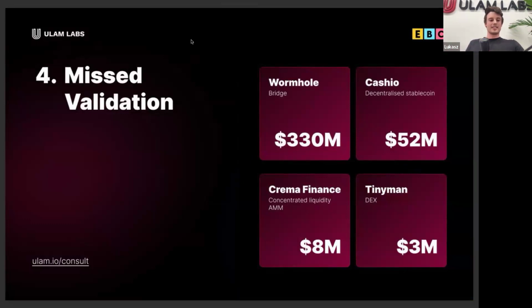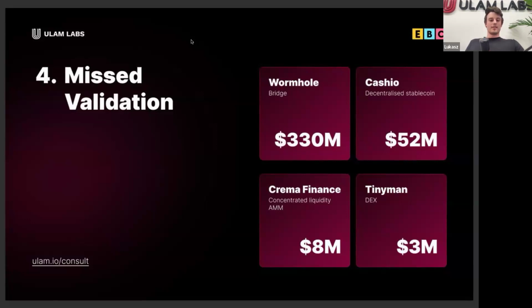Here we have other examples. One of the biggest ones was Cashio and Crema Finance. With Cashio, which was a decentralized stablecoin, very similarly, the attacker was able to replace the account going in with a transaction and supply their own worthless coin and just mint as much of this decentralized stablecoin as they wanted.